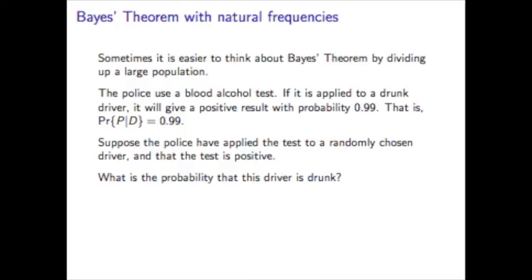Let's say that the police use a blood alcohol test, and that if this test is being applied to a drunk driver, then it will give a positive result with probability 0.99. Equivalently, we are saying that the probability of a positive test, given the condition that the driver is drunk, is 0.99. Now let's imagine that the police have applied the test to a randomly chosen driver and that the test has returned a positive result. What is the probability that this driver is drunk? I will give you the opportunity to think about this for a little while.